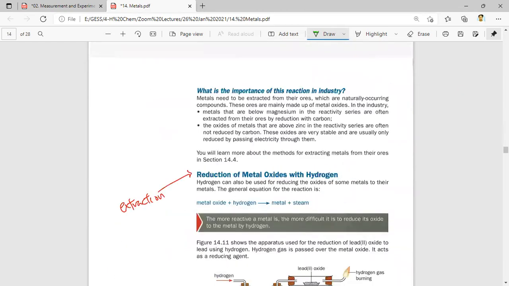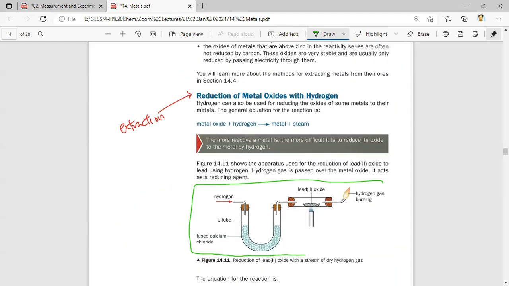Now, I want to bring your attention to this hydrogen setup over here. This setup, you will see it in your exam papers. When you do practice papers, you will see it. So please don't be too amused by this, thinking what is this reaction that's actually happening? This is actually trying to pass through dry hydrogen. Fused calcium chloride is there to dry the gas. So you dry the hydrogen, then let it react with the lead.